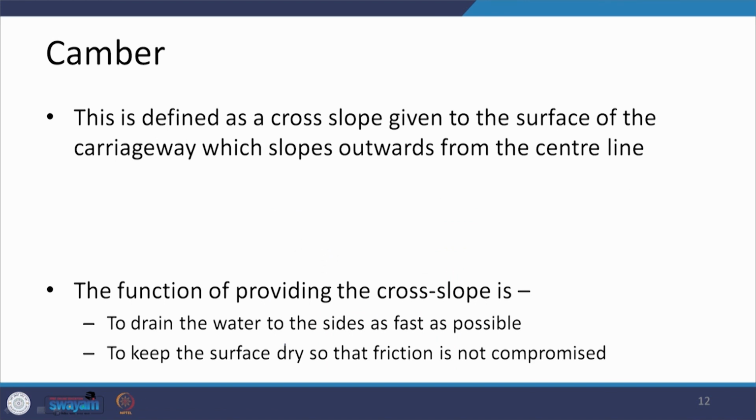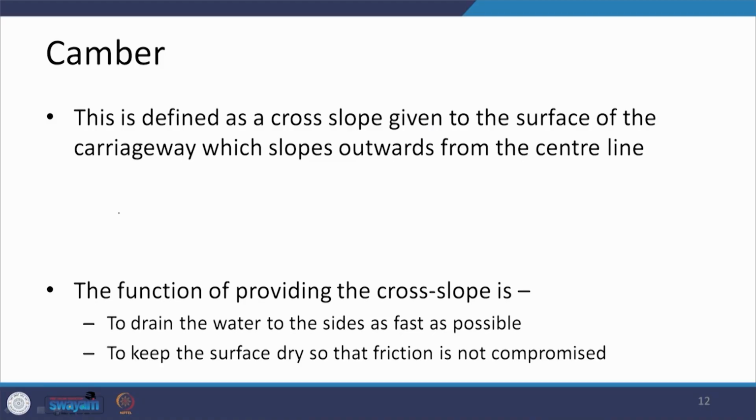Now, another feature is a camber. What is camber? Camber is defined as a cross slope which is given to the surface of the carriageway and which slopes outwards from the center line. So, if I try to make it and I have a center line like this, then I am providing a slope in this direction and I am providing a slope in the other direction. So, this is what is known as a camber. So, my surface is going to be designed in this manner. So, this is my pavement.